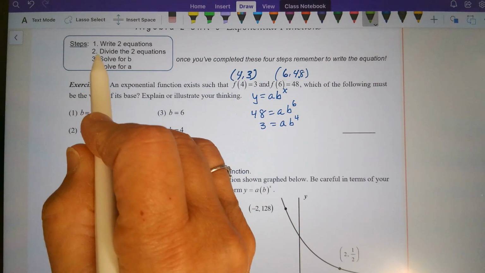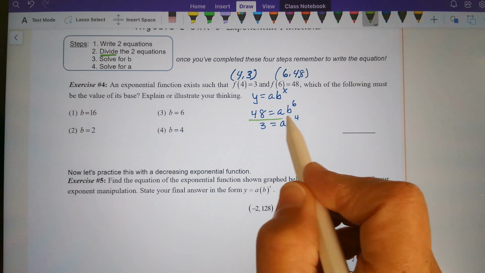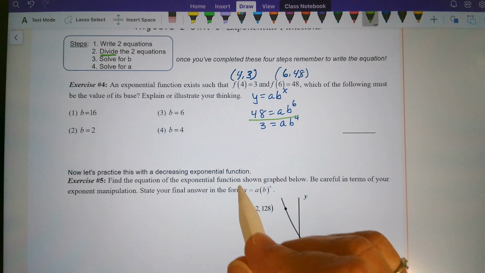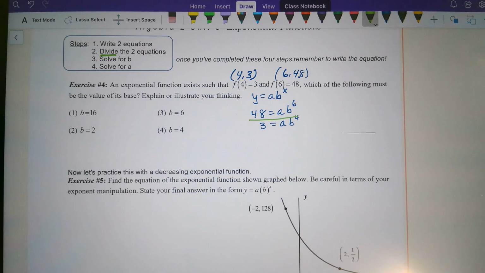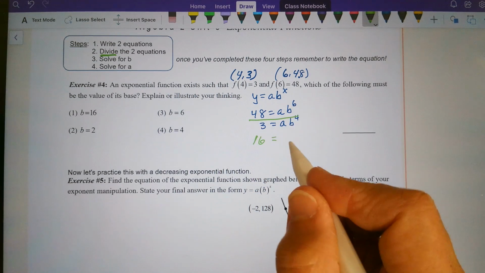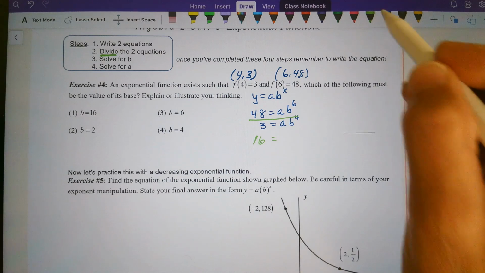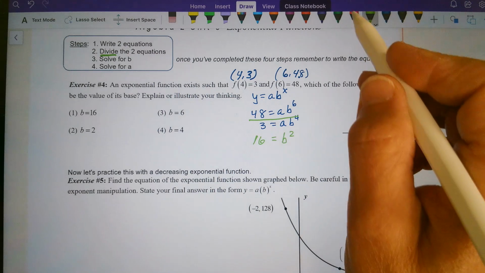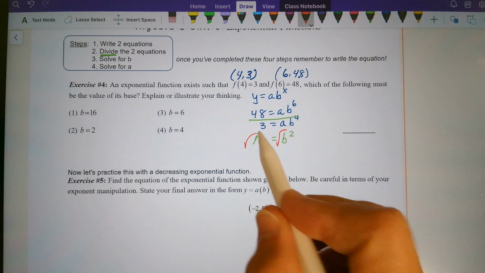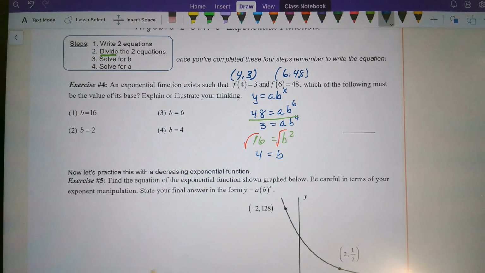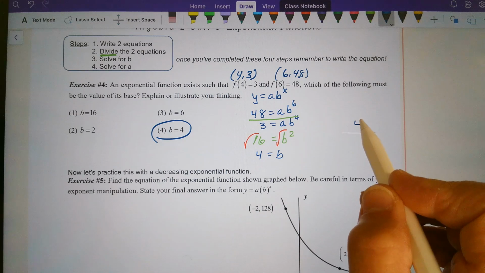Now we divide. Next step is to divide those two equations. 48 divided by 3 is 16, right? 48 divided by 3, yeah, 16. 16 equals, the a's divide out, b to the 6th divided by b to the 4th is b to the 2nd. And this is square root, so now we just square root each side. And we have b equals 4, which is option 4.